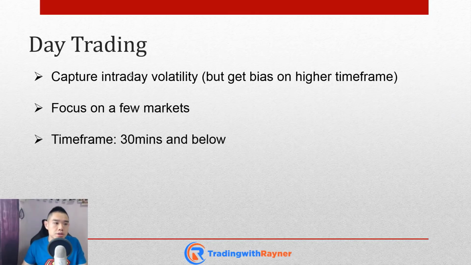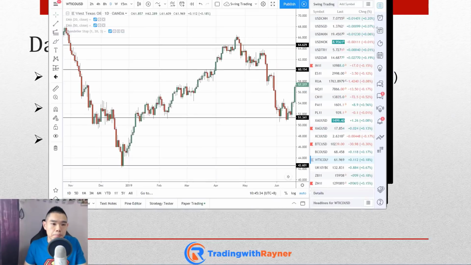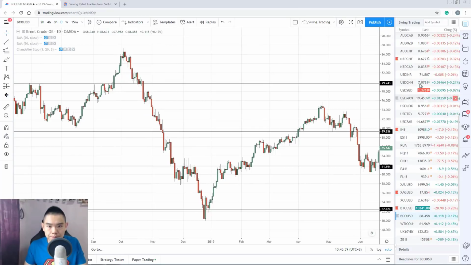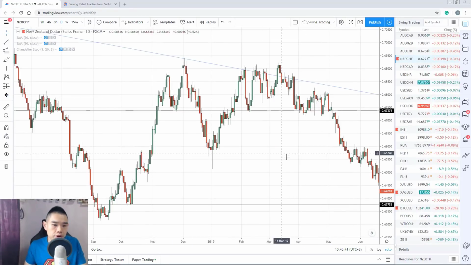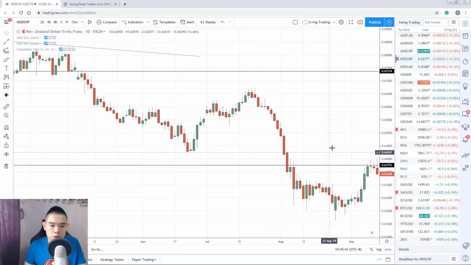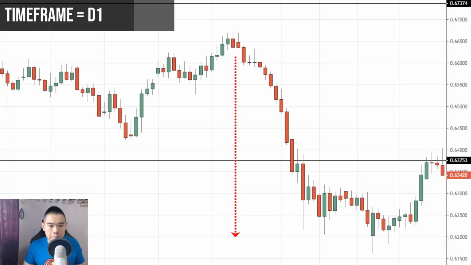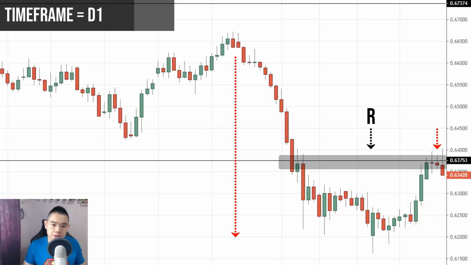So let me show you how day trading, capturing the intraday volatility by getting your bias on the higher time frame, works. Let's say, for example, New Zealand Swiss franc, and this is the daily time frame. Assume this is the current price action on the daily time frame. You notice that the higher time frame, the daily, is in a downtrend. The market is at this area of resistance, so let's call it R, and you have multiple price rejections at this area of resistance. So you have a downtrend and price at resistance. Let's give this two ticks.